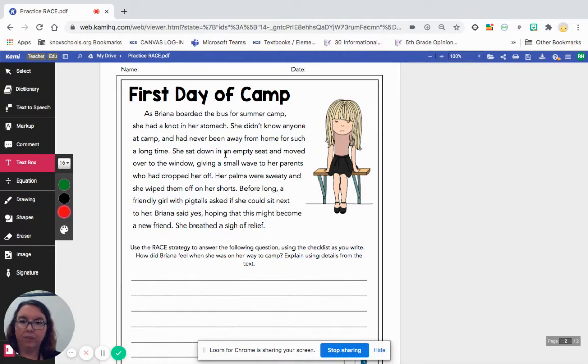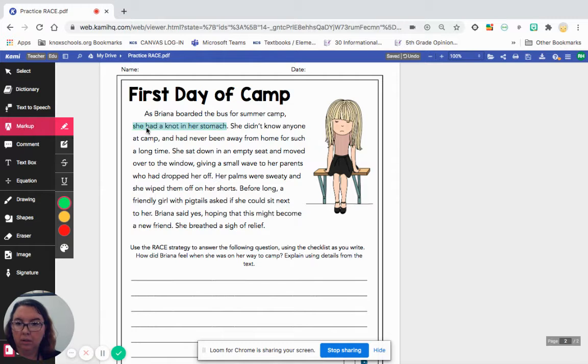All right, let's read this. It says, first day of camp. As Brianna boarded the bus for summer camp, she had a knot in her stomach. I think that might be important, so I'm going to go ahead and put knot in her stomach.